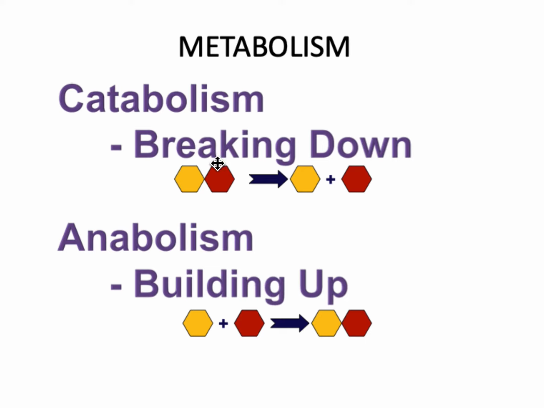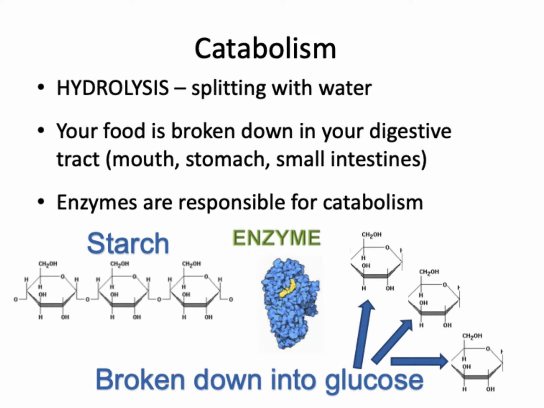So you'll have some enzymes in your body that break things down, and you'll have some enzymes in your body that are going to add things together to make something bigger. So this would be like a polymer that I'm going to break down into my monomers, or this would be my monomers that I put together to make a polymer. So let's look at catabolism first. This is when I break things down.